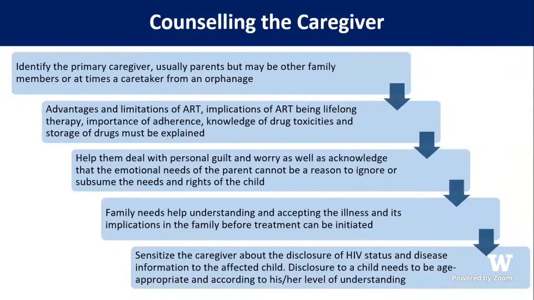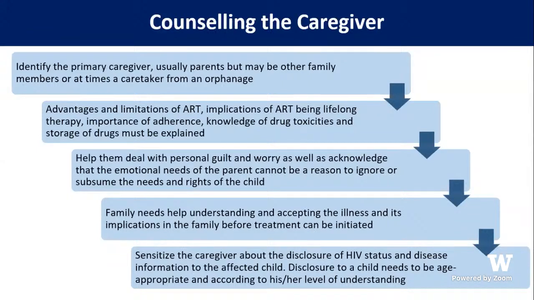The counseling of the caregivers. I've already said it is very important who is the primary caregiver, who is the secondary caregiver, and what is the status of the primary caregiver. If the primary caregiver herself is sick or HIV positive, especially in case of vertical transmission where the mothers are positive, then what is the status of the mother? Whether the mother is adherent or not. If the mother is not adherent herself, she won't be able to make the child adherent.